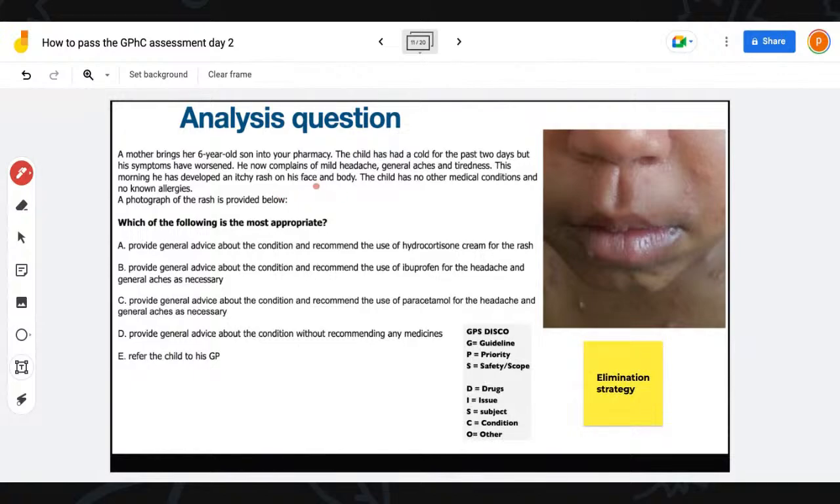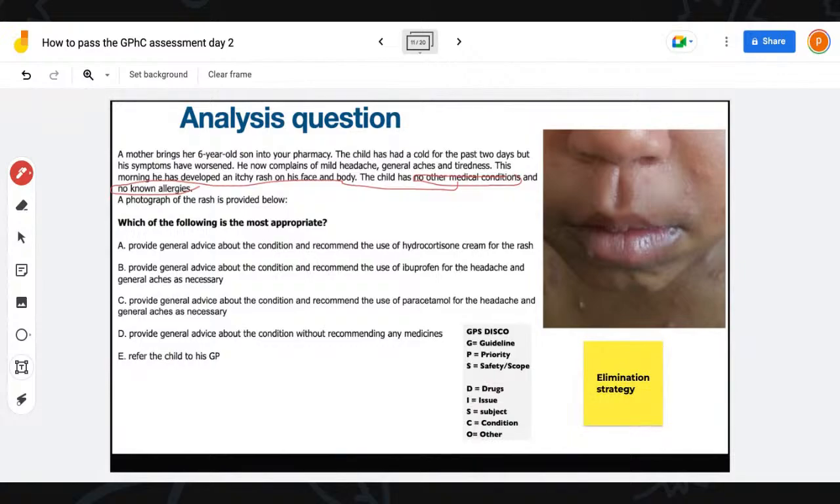So what will be the answer? This is what we have to do. A mother brings in a 6-year-old son to your pharmacy. I told you with this type of question, you're going to have the subject. So let's use DISCO. Any drugs? Does this child take any drugs? Can we see any drugs in there? The child has no medical condition, so there's nothing to worry about with drugs. When you see this in the exam, start smiling, because it means they're not trying to trap you on drugs and side effects. The child takes no drugs, no medical condition. That's good.